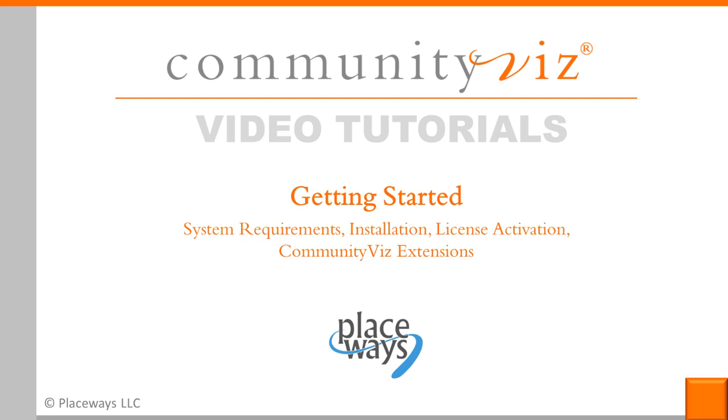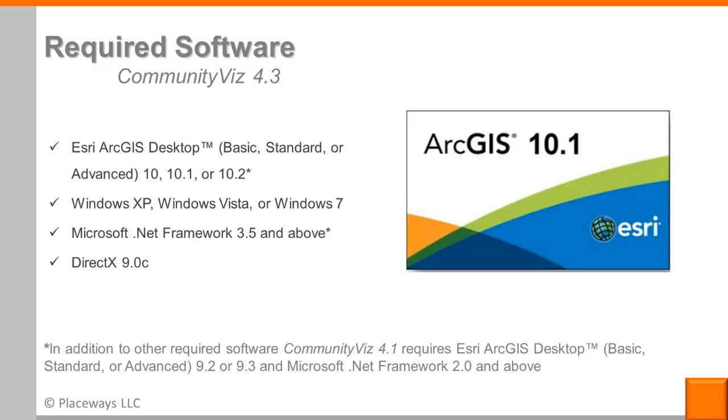This tutorial discusses the system requirements, installation, license activation, and enabling CommunityViz extensions for ArcMap. Before you start with CommunityViz, make sure you have the required software and fulfill the system requirements. CommunityViz 4.3 runs on Esri ArcGIS Desktop Basic, Standard, or Advanced 10, 10.1, or 10.2. It requires Windows XP, Windows Vista, or Windows 7, Microsoft .NET Framework 3.5 or above, and DirectX 9.0c or above.